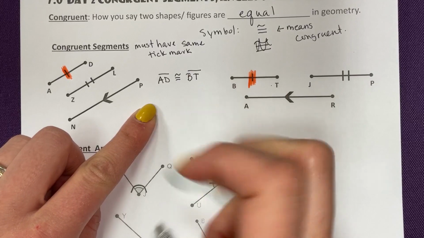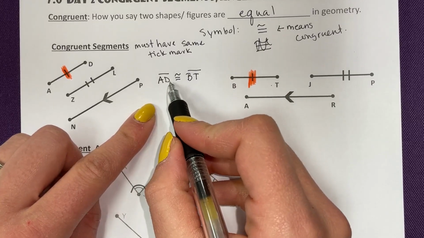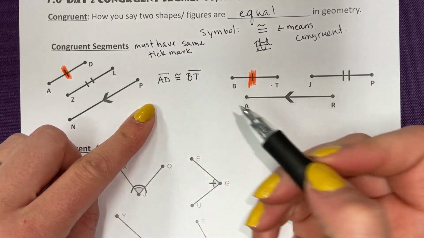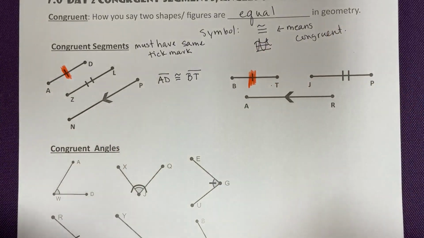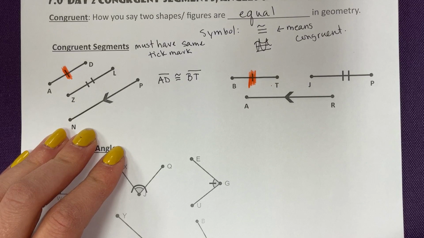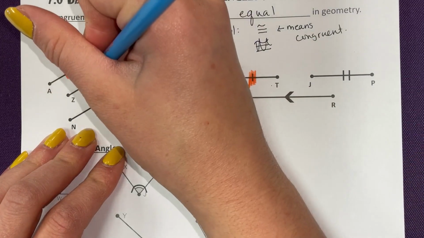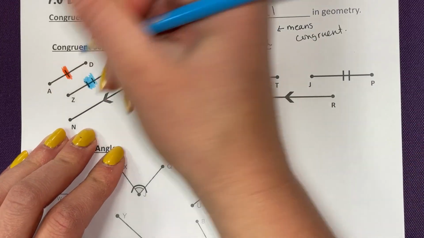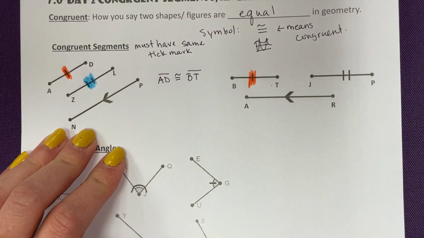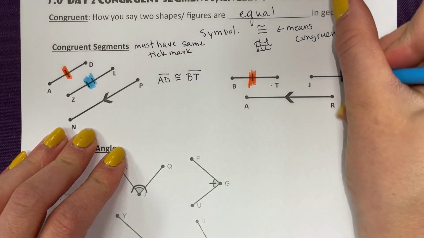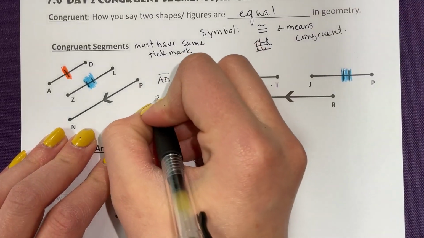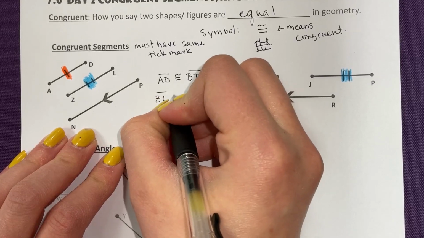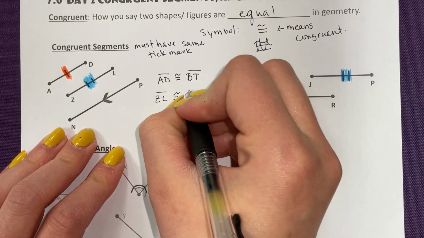And if you want to write it the other way, say DA is congruent to TB, that's fine. It doesn't matter because you're still naming that segment. It's just a different way of naming that segment. So another segment that is congruent: ZL has two tick marks. Another segment that has two tick marks is JP. So I can say ZL is congruent to JP.